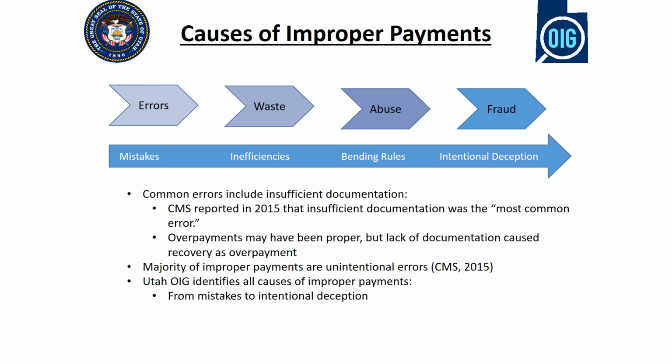Abuse occurs when providers bend the rules in their favor. When this takes place, a provider may be right on the edge of intentionally committing fraud. We would encourage all providers that bending Medicaid rules in your favor is risky. If you have questions, please ask. Our job is to identify and report such behavior to the Medicaid program. When that occurs, it could result in a provider being unable to participate in the Medicaid program.